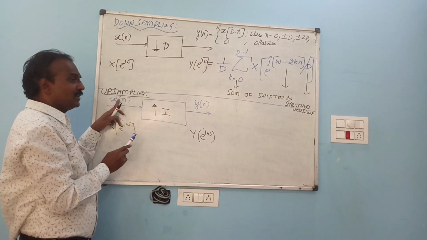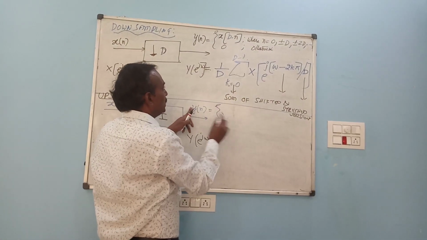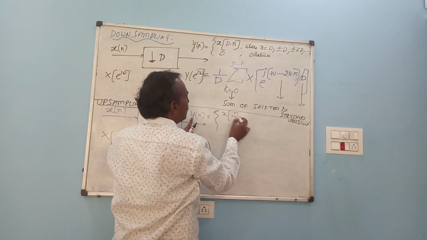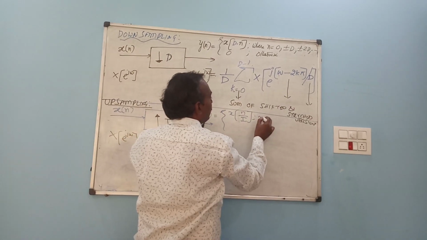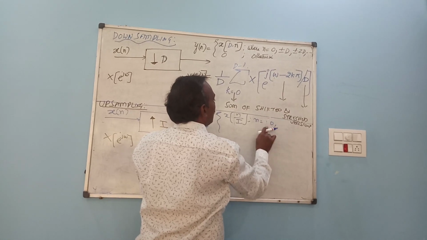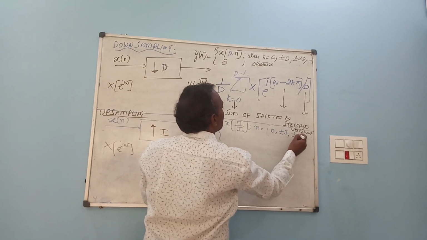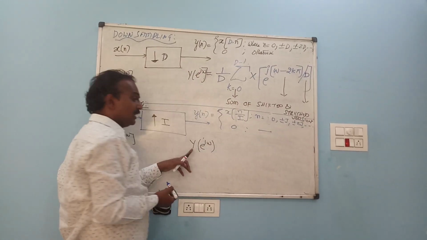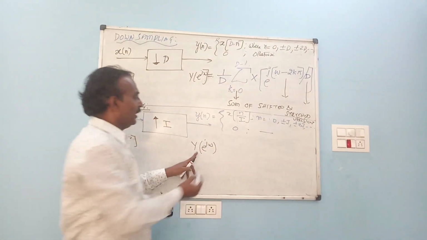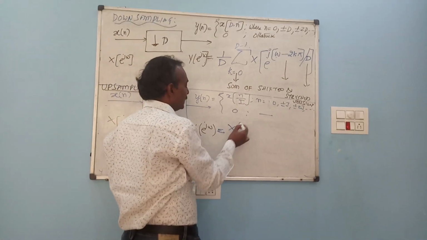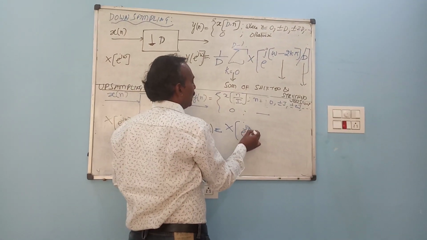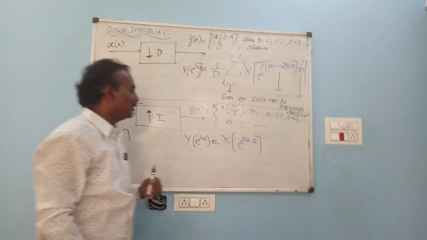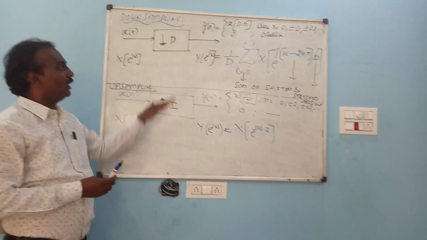Now similarly for upsampling, y of n is x of n divided by the factor I, where n is 0, plus or minus I, plus or minus 2I, and so on, and it is 0 otherwise. For the spectrum of the upsampled signal, it is very easy: X of e power j omega I, scaling by factor I. So this is the compressed version. This is the bullet point we have observed.